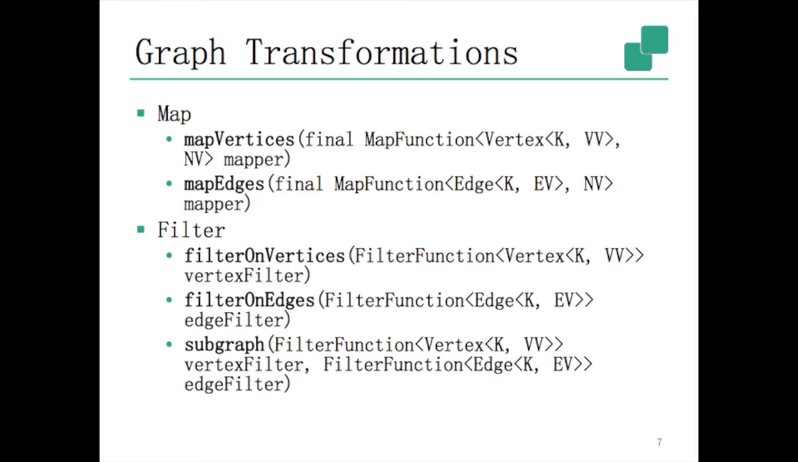We also have filter functions. We can filter on vertices, on edges, or subgraph, which does filtering on both the edge dataset and the vertex dataset. How we do that is we simply pass filter functions to these filter on vertices and filter on edges.